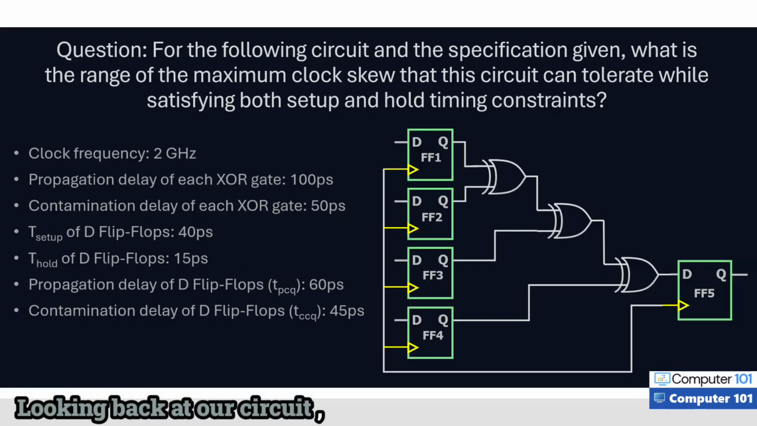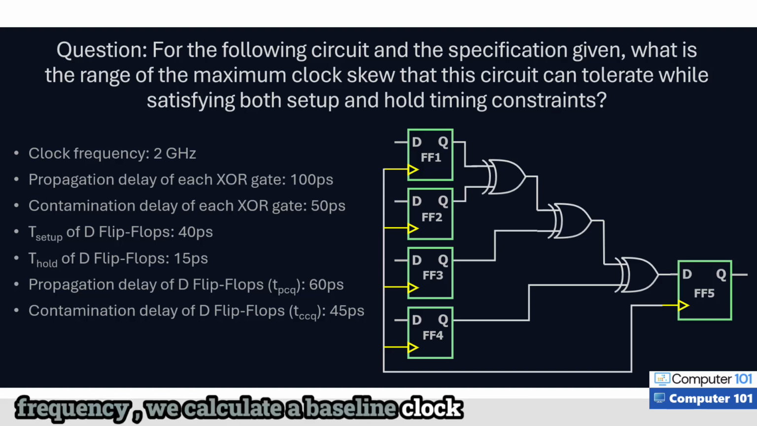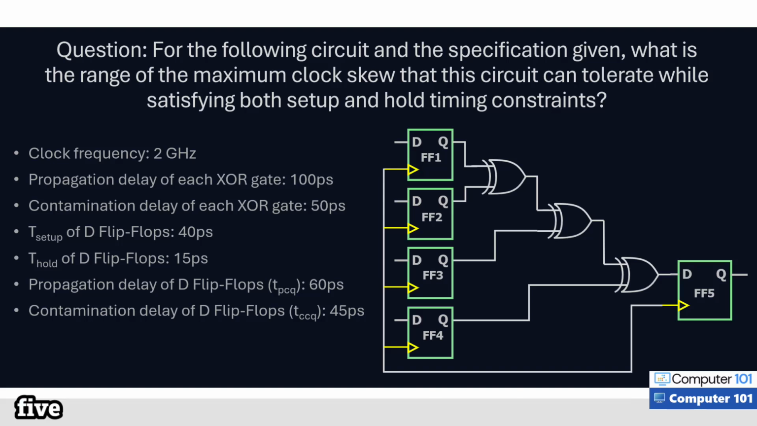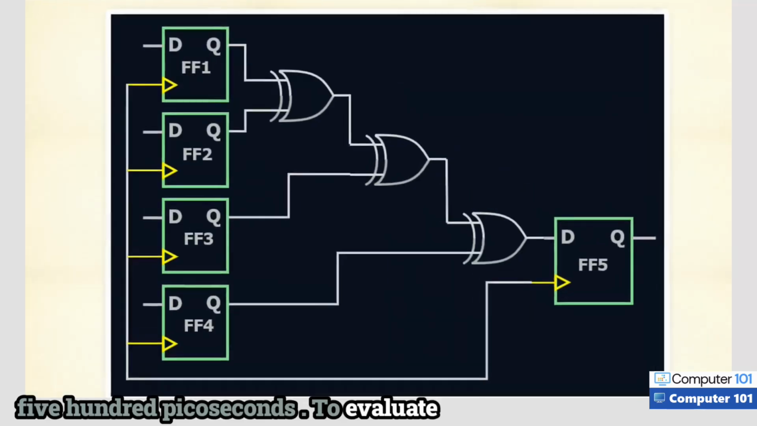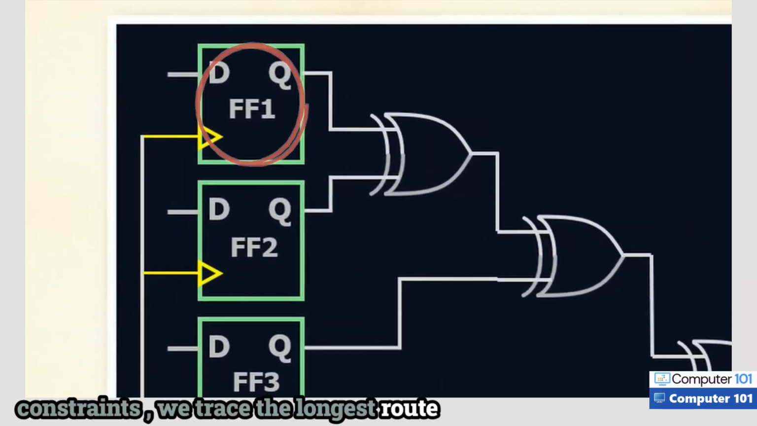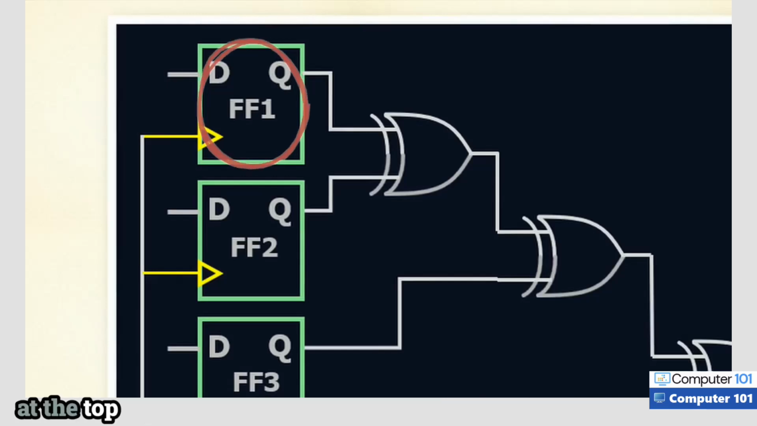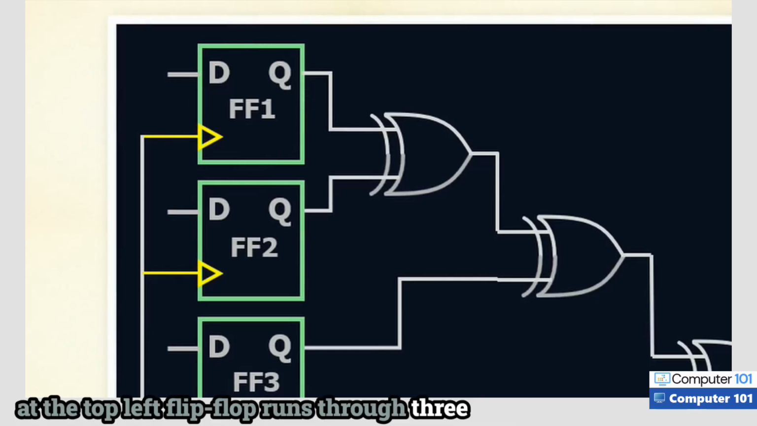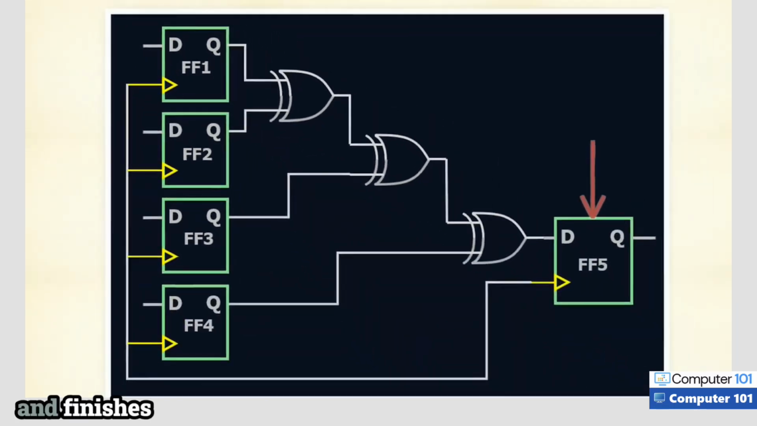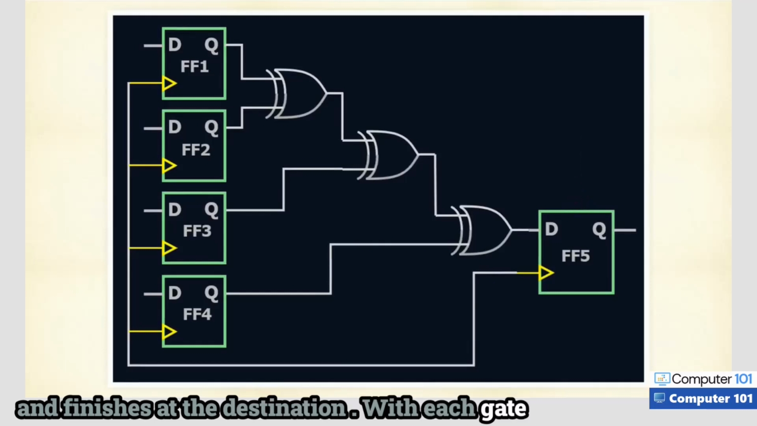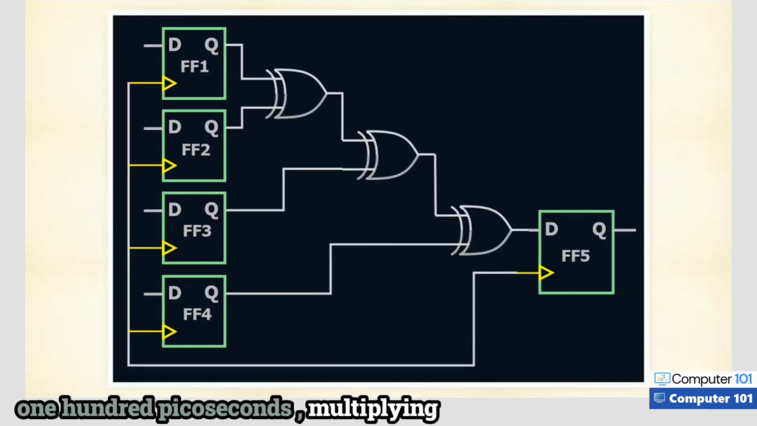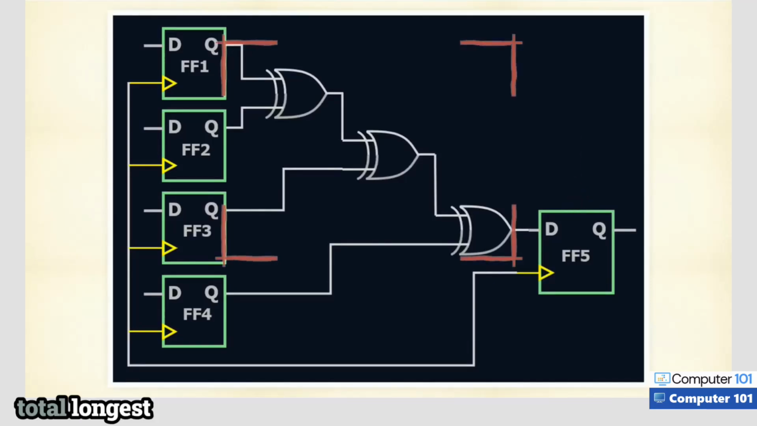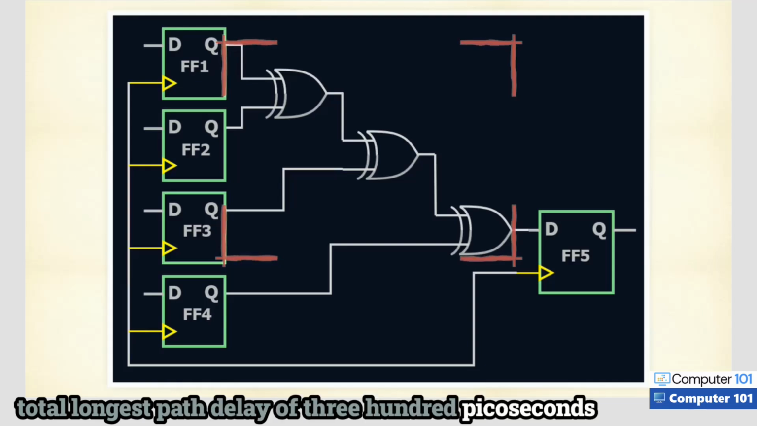Looking back at our circuit, the listed clock frequency is 2 GHz. By taking the inverse of that frequency, we calculate a baseline clock period, or TC, of 500 picoseconds. To evaluate setup constraints, we trace the longest route. The path begins at the top left flip-flop, runs through 3 XOR gates, and finishes at the destination. With each gate taking 100 picoseconds, multiplying by 3 gives a total longest path delay of 300 picoseconds.